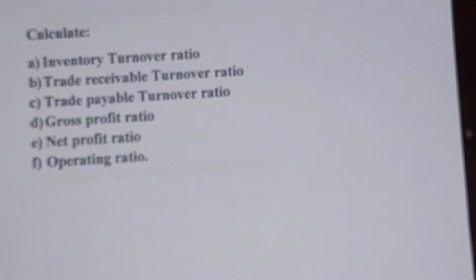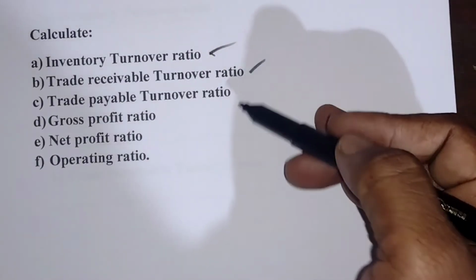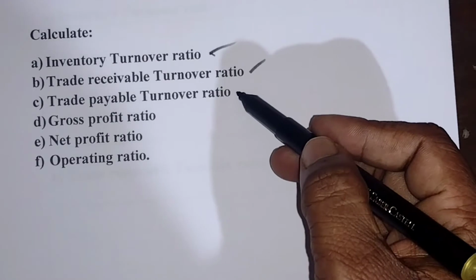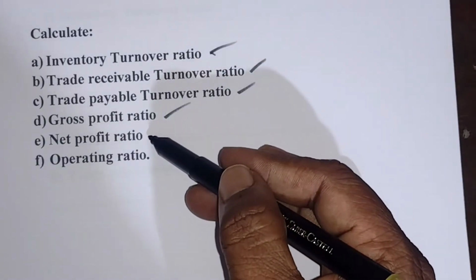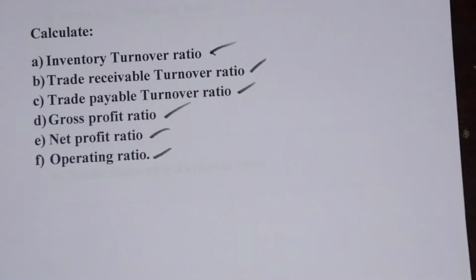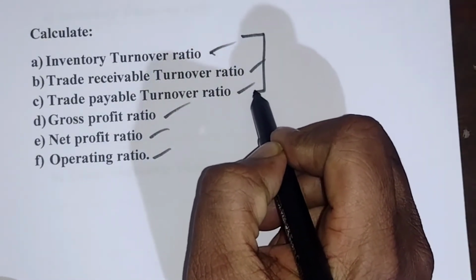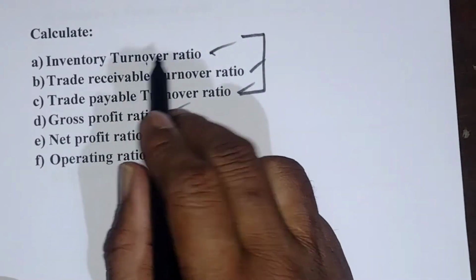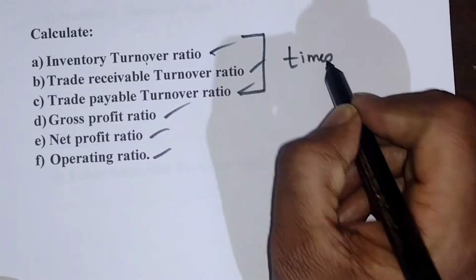Now with this given information, they are asking us to calculate the following: inventory turnover ratio, trade receivable turnover ratio, trade payable turnover ratio, gross profit ratio, net profit ratio, and operating ratio. Out of the six calculations, the first three relate to turnover. The answer for turnovers will end with times.